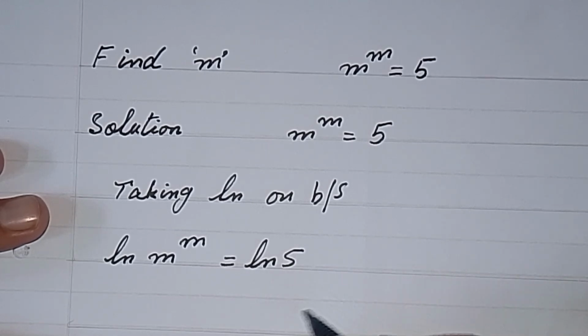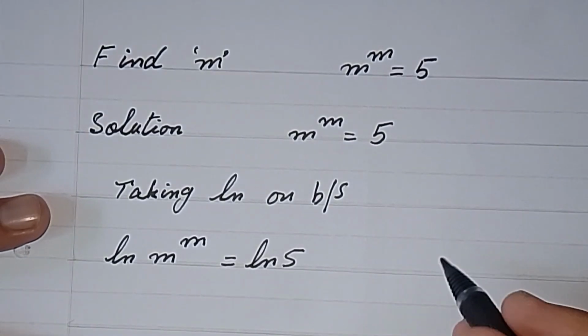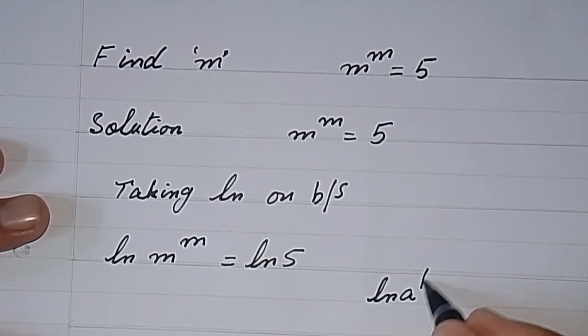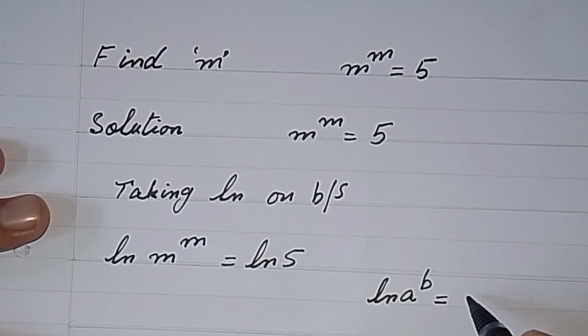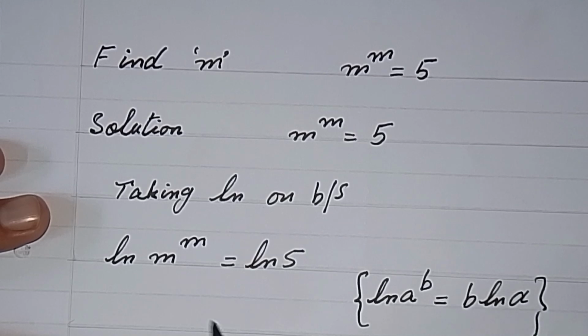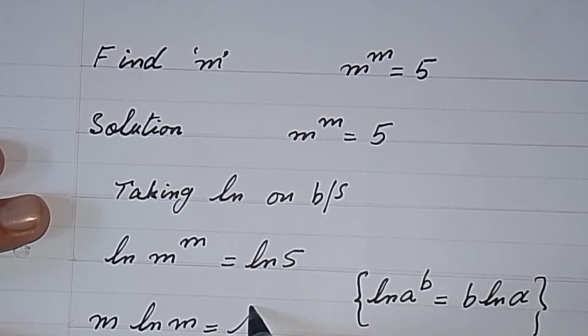Now we use the formula: log a raised to the power b is equal to b log a. Now this becomes m log m is equal to log 5.